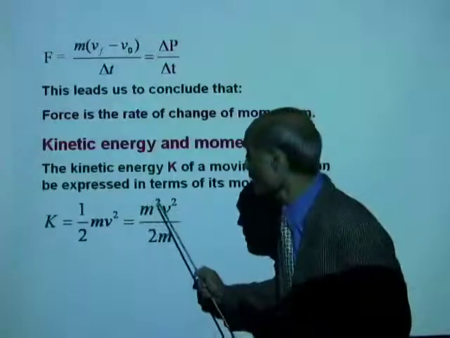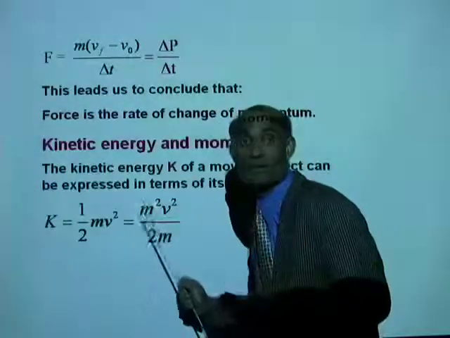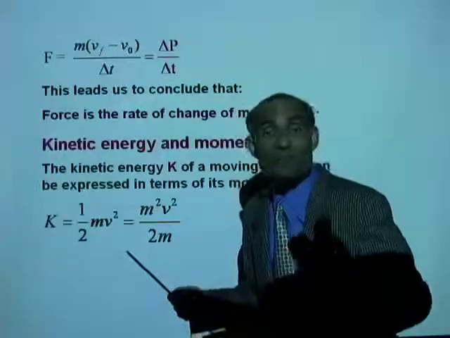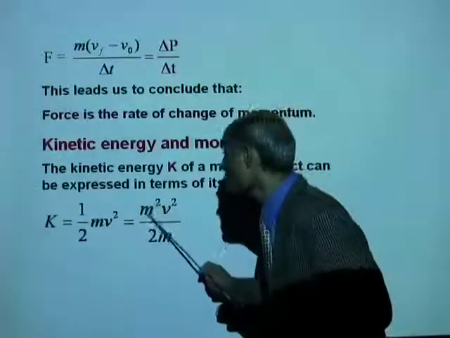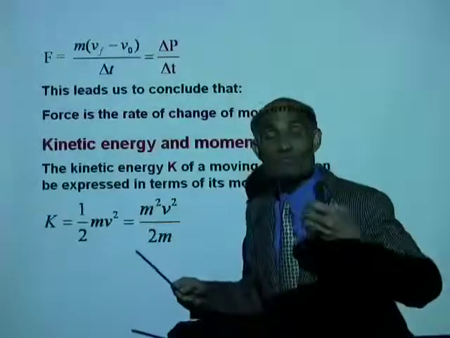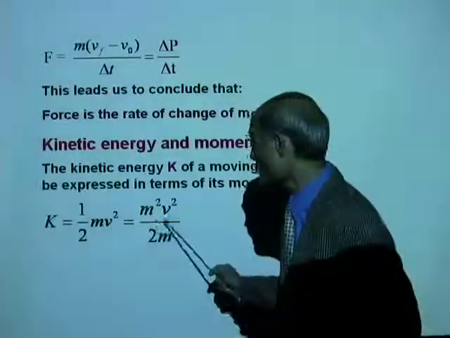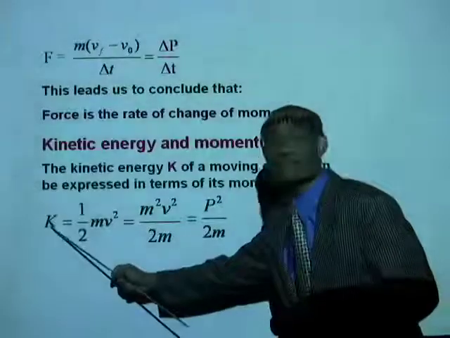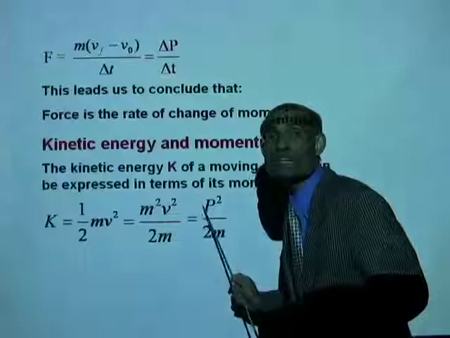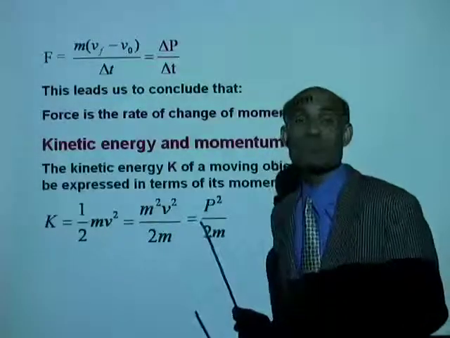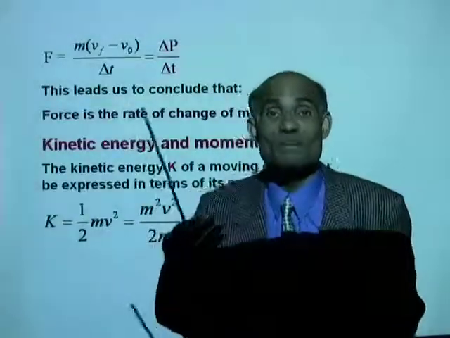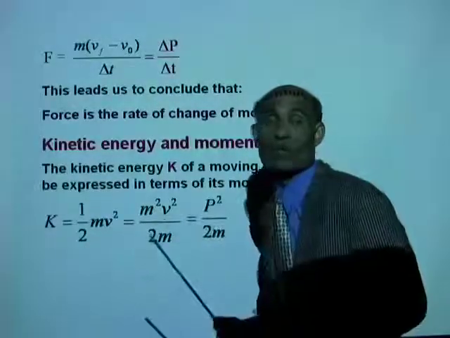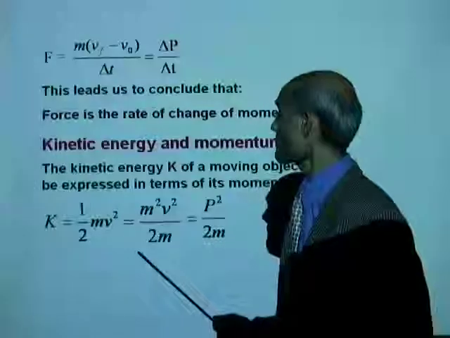What is the advantage of writing like this? Well, m times v is momentum p. Therefore, m squared v squared is the square of the momentum. The numerator is p squared. So, kinetic energy equal to p squared over 2m, where p is the momentum of the moving object. A very important relation. I want you to keep track of that.